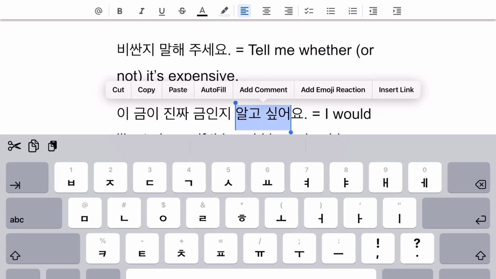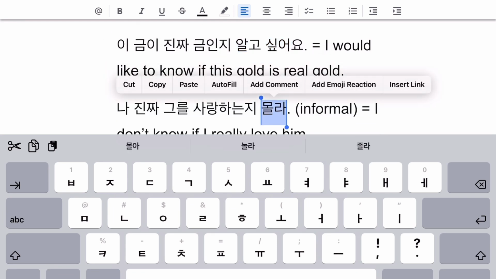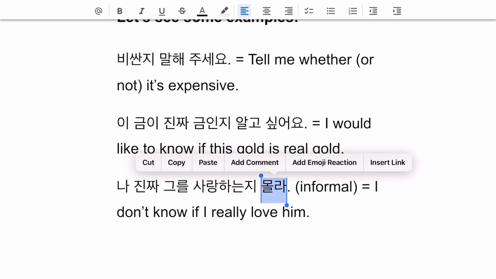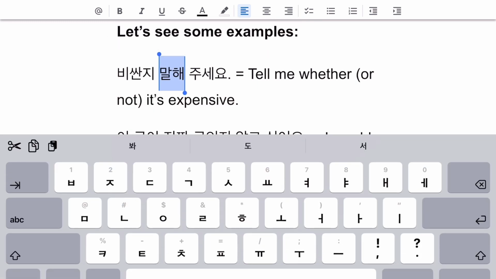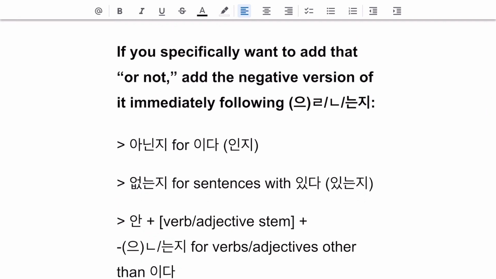Instead of saying 알고 싶어요, you'd probably just say 알아요? 이 금이 진짜 금인지 알아요? That's how you'd ask. And this one has 모르다. So 사랑하는지 몰라, 몰라요, 모르겠어요. All those can fit. I don't know if I love something or someone. So most of the time with this 인지 grammar, we're going to be doing the verb to know and to not know. But like the first one we looked at, it can be basically anything as long as it fits.